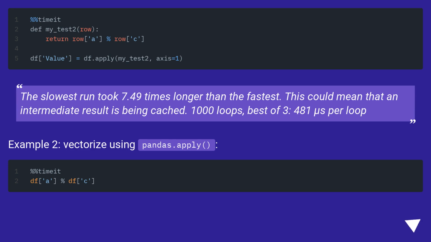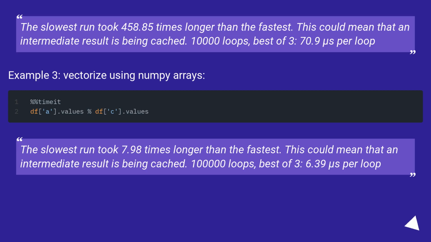Example 2, vectorize using pandas.apply. The slowest run took 458.85 times longer than the fastest. This could mean that an intermediate result is being cached. 10,000 loops, best of 3, 70.9 microseconds per loop.